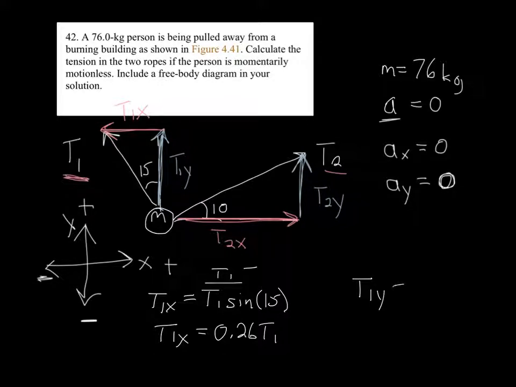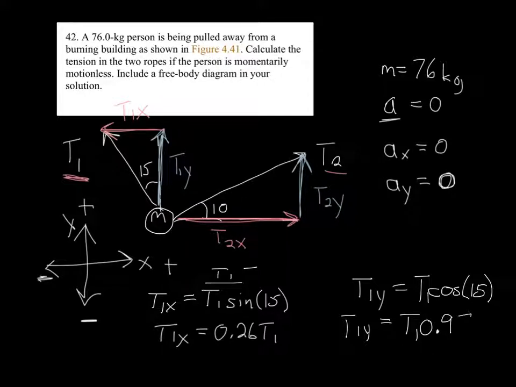I can do the same thing for the y direction. T1 in the y direction is now going to have to depend on where y is relative to this angle. I have my 15 degrees. I am adjacent. I'm right next to that angle. And because I'm right next to that angle, that's got to be the cosine. So T1y has to be T1 times the cosine of 15 degrees. I can plug this into my calculator, make sure that you're in degrees, and I would get that T1y is equal to T1 times 0.97. So I have solved for my T1x and my T1y. I can do the same procedure for the T2x and T2y.